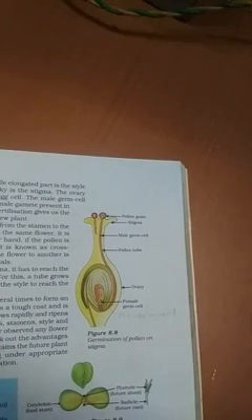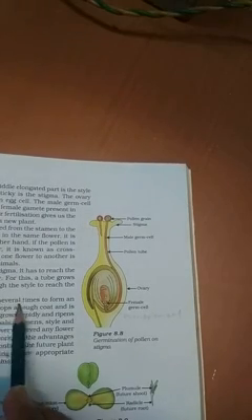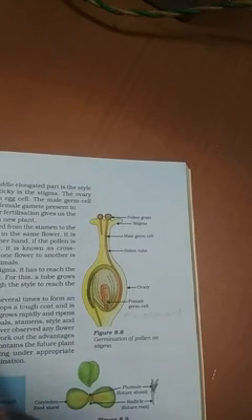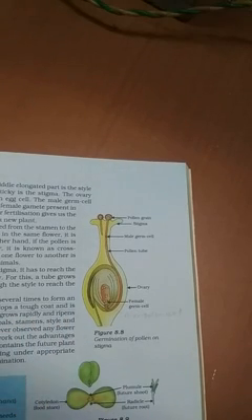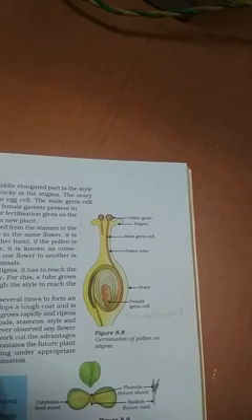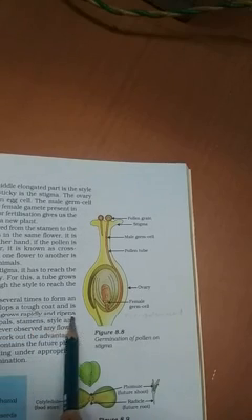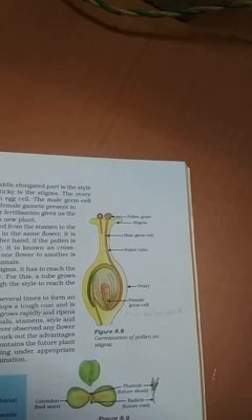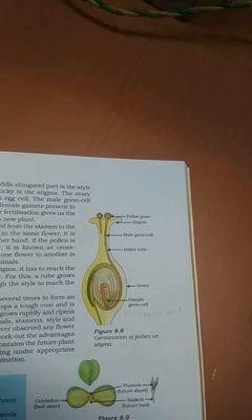Now what happens after fertilization? Number one, the zygote divides several times to form an embryo within the ovule. Second, the ovule develops a tough coat and is gradually converted into a seed. Third, the ovary grows rapidly and ripens to form a fruit. Meanwhile, the petals, sepals, stamens, style, and stigma may shrivel and fall off.